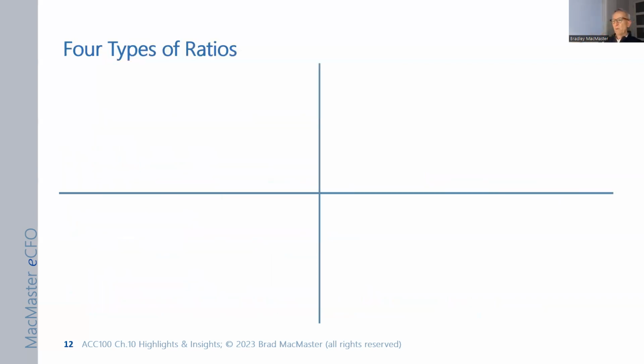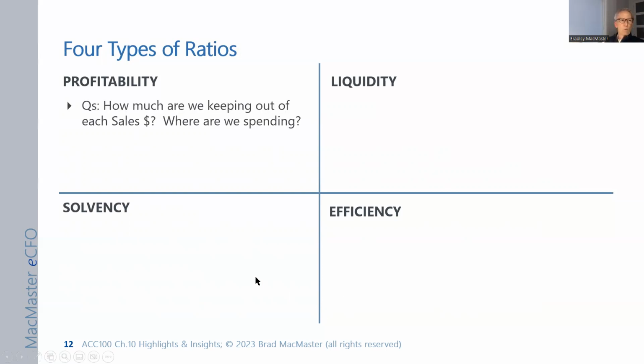All right, the last type of analysis we need to look at are ratios. And your textbook identifies four categories of ratios. These are profitability ratios, liquidity ratios, ratios for solvency, and efficiency. Now, the first one, profitability, is calculated from information in the income statement. Liquidity and solvency are calculated from information in the balance sheet. And efficiency ratios are what we call inter-statement ratios, and they're calculated from data in both the income statement and the balance sheet.